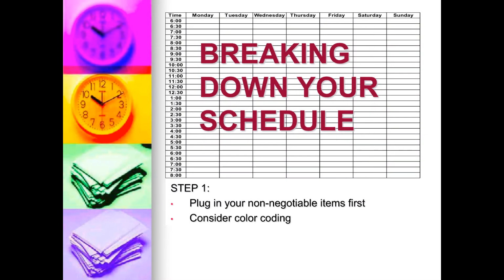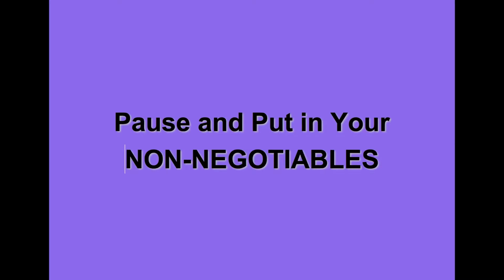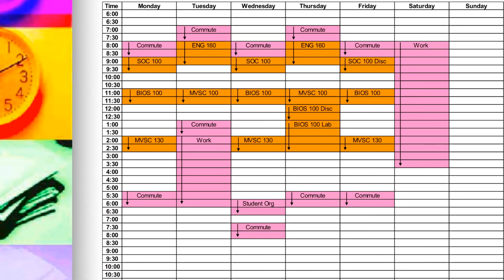Remember how I said you'd refer back to your other sheets? Look at your first worksheet and start to plug in your non-negotiable items. It should look something like this. Now pause this video and do yours. Now that you've finished all your hard, non-negotiable items, let's move on to your negotiable tasks.